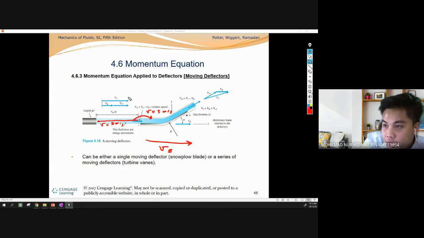That's why we need to apply the relative velocity to account for the momentum change when entering this deflector.